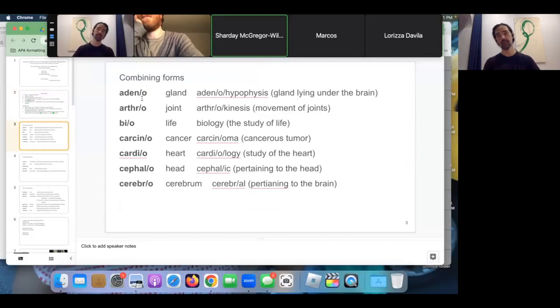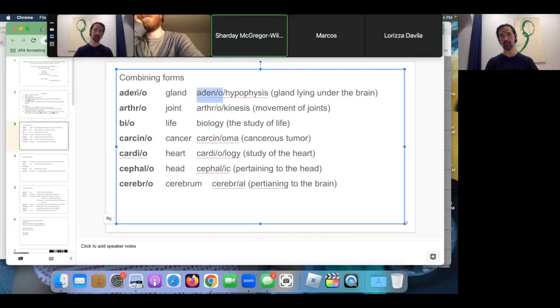Okay, some examples of combining forms. I gave you a few already, but some examples are aden plus O, adeno, which refers to a gland, right? So adenohypophysis. Adeno is the combining form of aden. Arthro is the combining form of arthr. This is silly saying that, but I don't feel silly. I feel stupid saying that. All right, anyway. So arthro is the combining form of arthr, right?